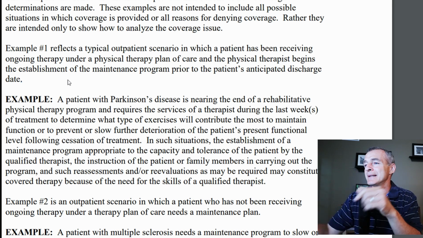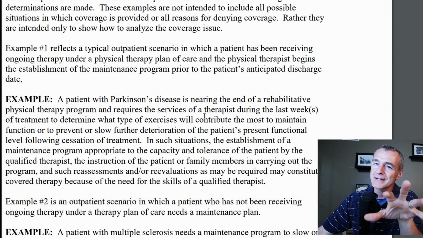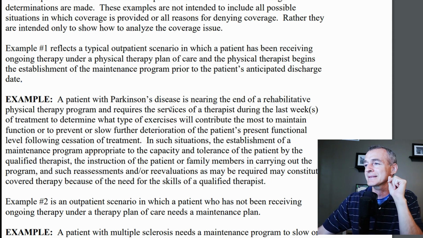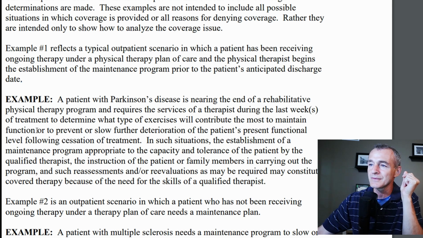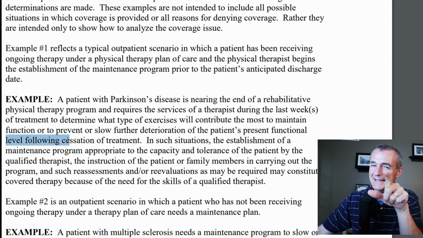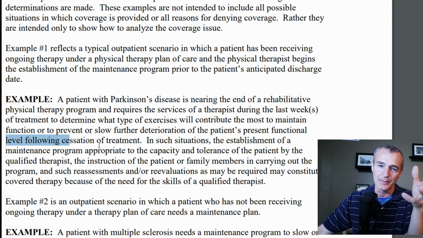How about that? Okay, so a patient with Parkinson's, and I think you guys are going to relate to this. A patient with Parkinson's is nearing the end of a rehabilitative physical therapy program and requires the services of a physical therapist for the last weeks of treatment to determine what type of exercise, right? Determine what type of exercise will contribute the most to maintaining function or preventing or slowing further deterioration of the patient's present functional level. That's a really important component here when we're looking at ruling out medical necessity.